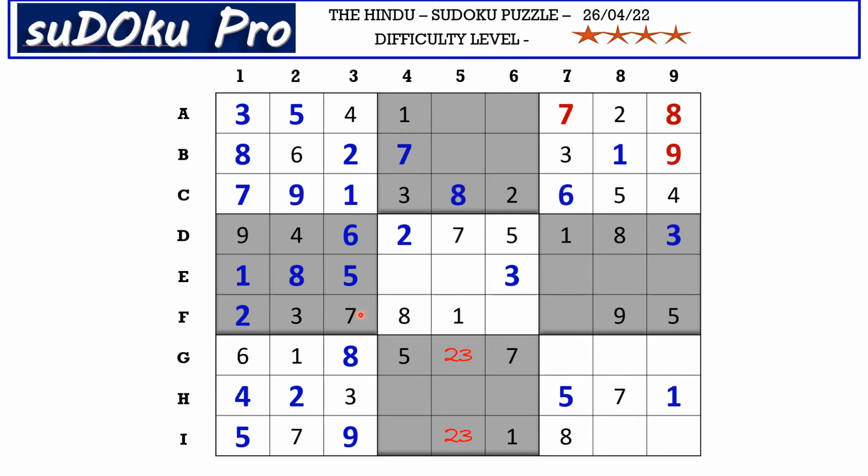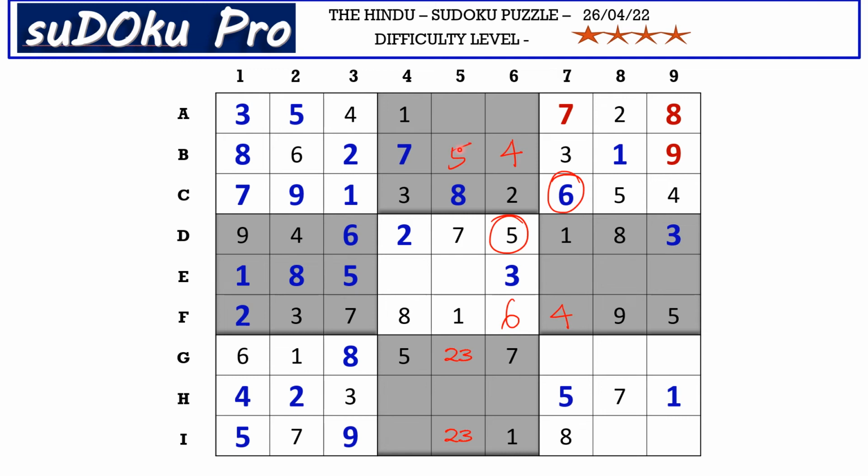In F row, there are 2 empty cells and the missing numbers are 4 and 6. There is 6 blocking from here. So F7 takes 4 and F6 takes 6. Now in B row, the missing numbers are 4 and 5. There is 5 blocking from here. So B6 takes 4 and B5 takes 5.